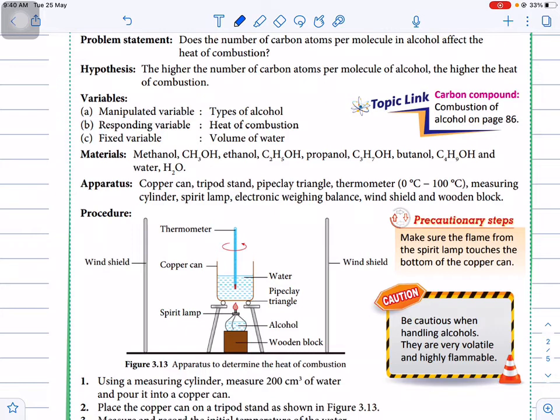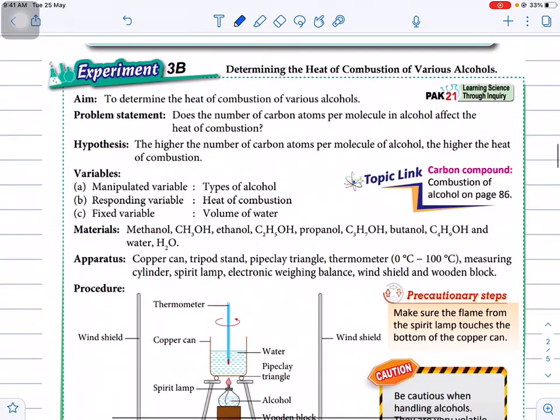But for heat of combustion we cannot use the polystyrene cup, it's not suitable. Okay, and we don't mix the reactants like what we did in heat of precipitation, displacement, and neutralization. So look at what is the difference. In this experiment, we're going to determine the heat of combustion of various alcohols, where we want to prove that as the number of carbon atoms per molecule of alcohol increases, the heat of combustion will also increase. So we're going to use methanol, ethanol, propanol, butanol, and also water.